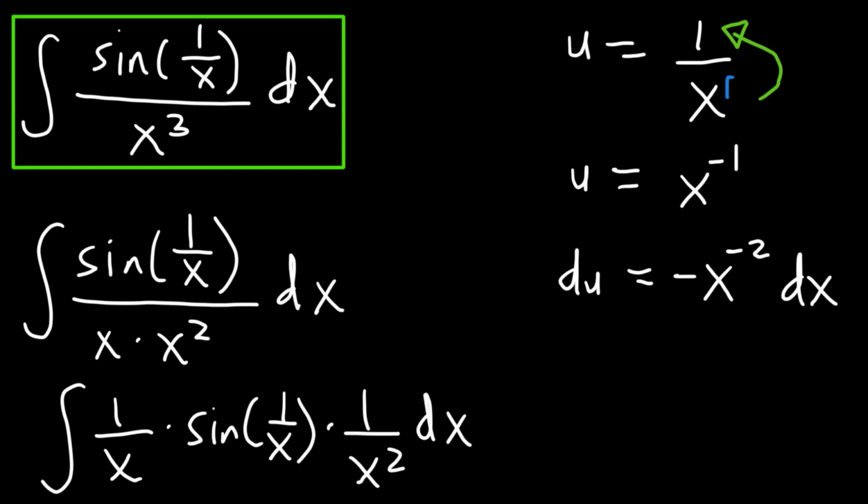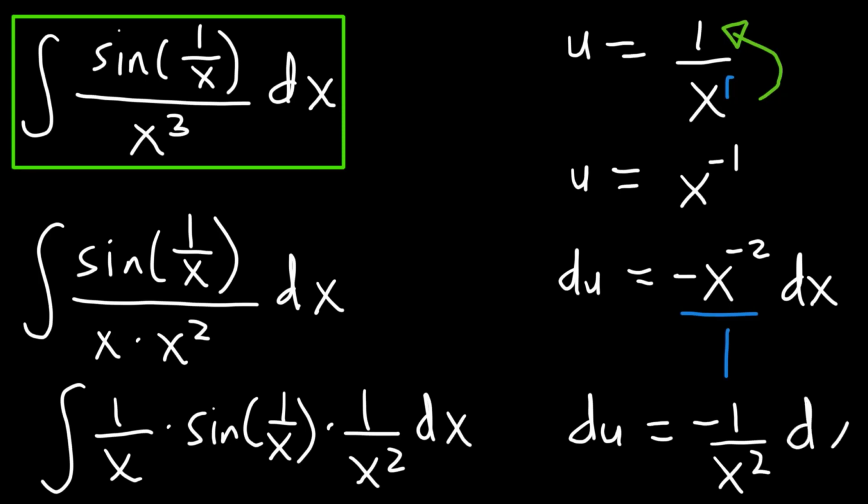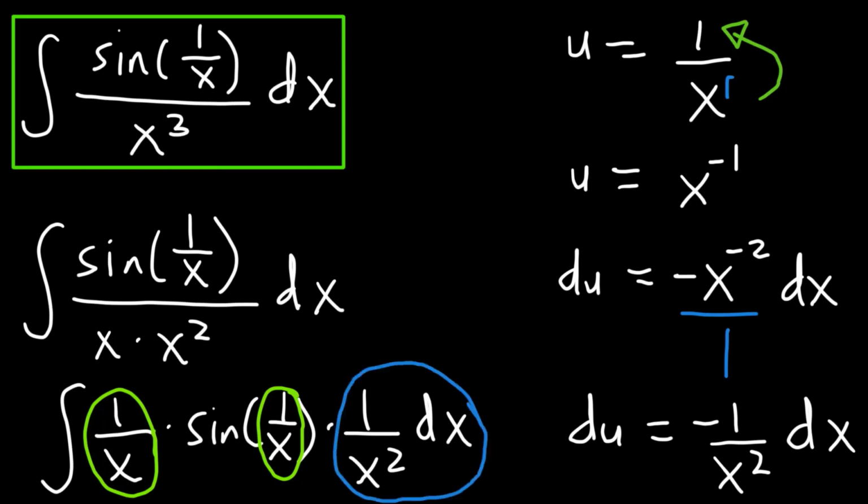And whenever you have a negative exponent, you can take the variable to the bottom and the negative exponent will become positive. Therefore du will be equal to negative 1 divided by x to the power of 2 times dx. So at this point, we shall replace 1 over x with u, and then we shall put du in the place of 1 over x to the power of 2 times dx.